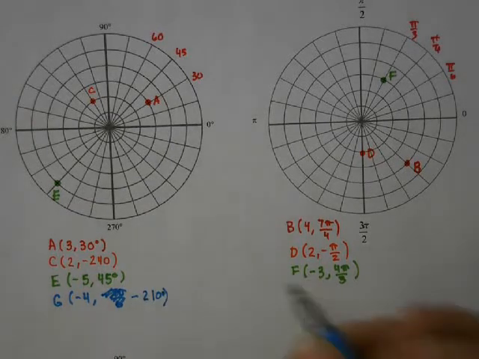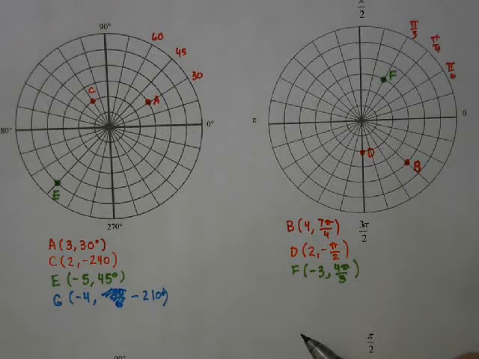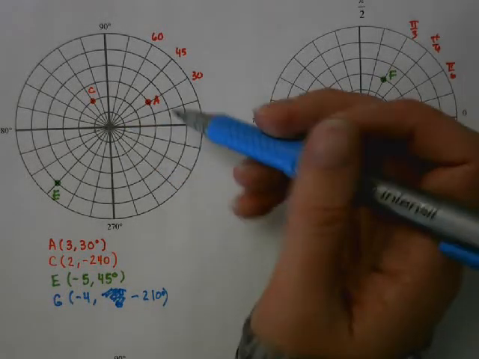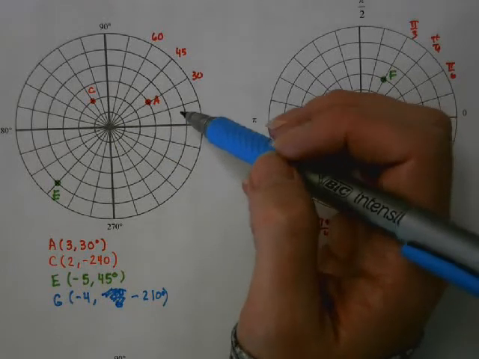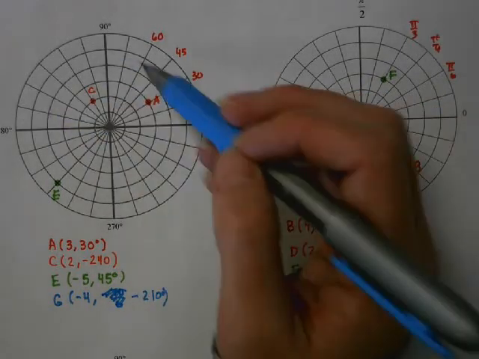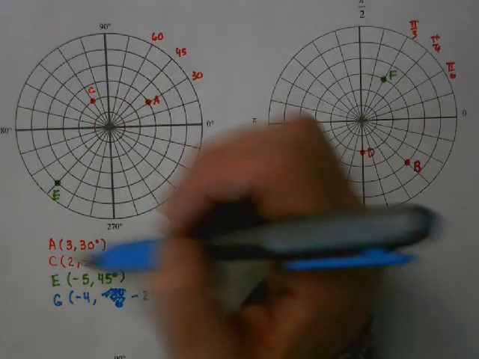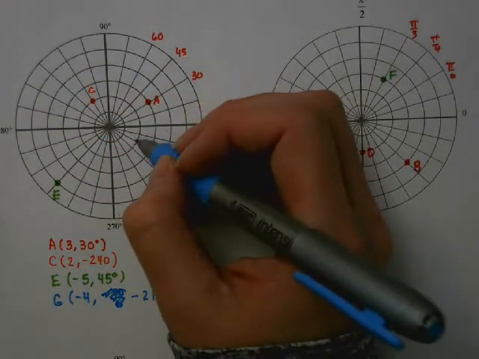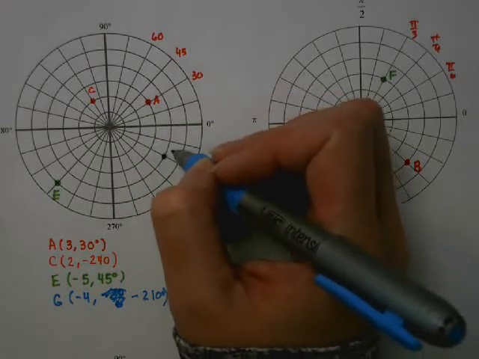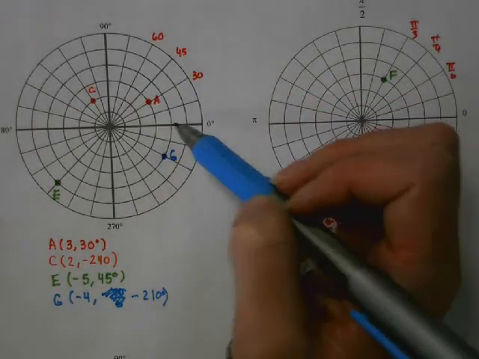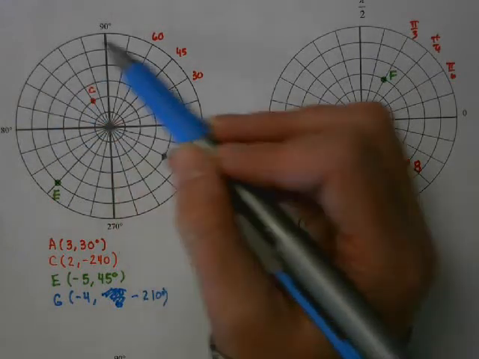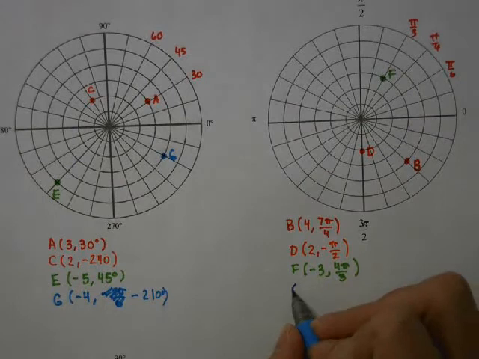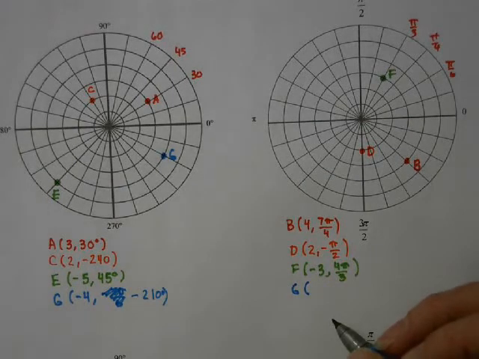Okay, so I have a -4 and -210 degrees. So I can go to what would be -210, so this is 210, which makes -210 here, and then go -4, 1, 2, 3, 4 on that axis. Or you can go to -4 and go clockwise 210 degrees. All right, let's try one more.